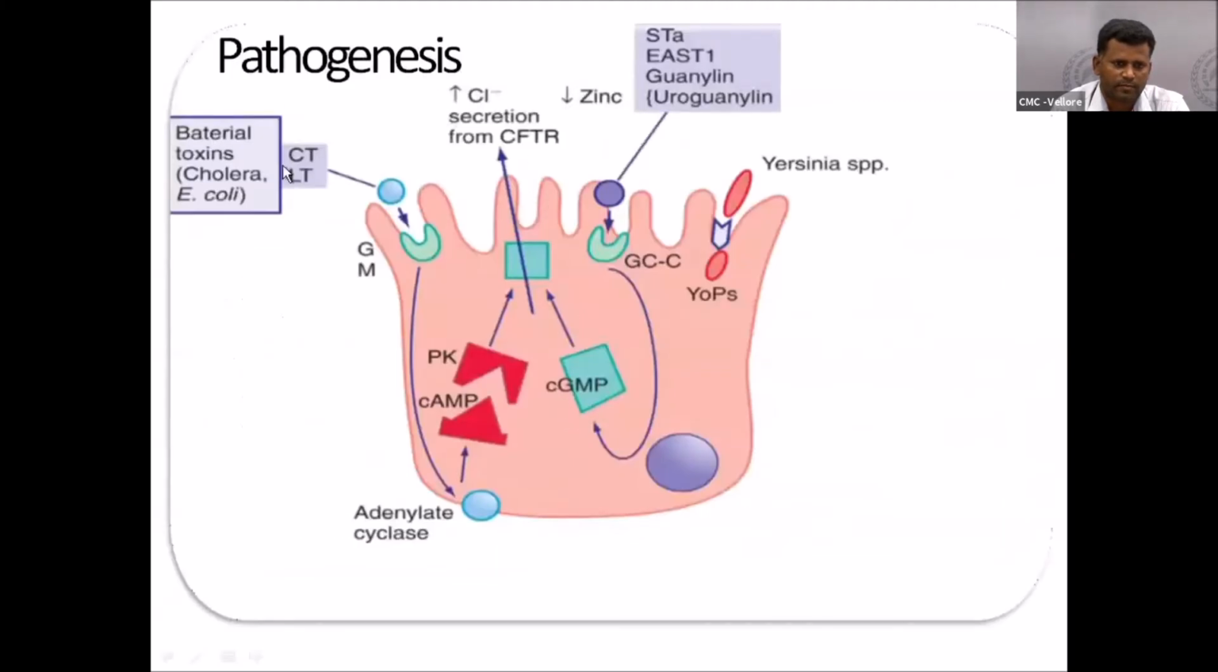So this is the pathogenesis behind the cholera toxin, labile toxin, and stable toxin, and E. coli associated stable toxin. All this activates the cyclic AMP and cyclic GMP, thereby causing a lot of chloride secretion.